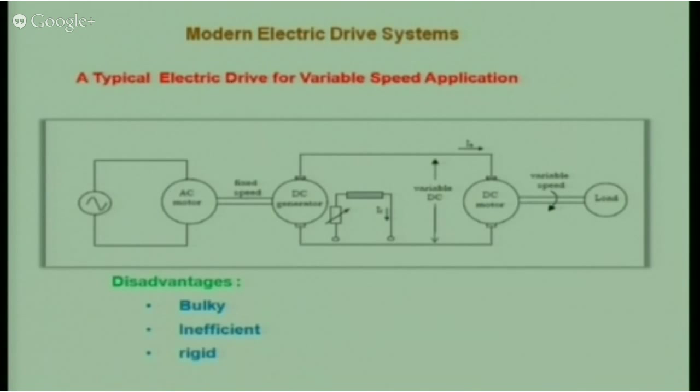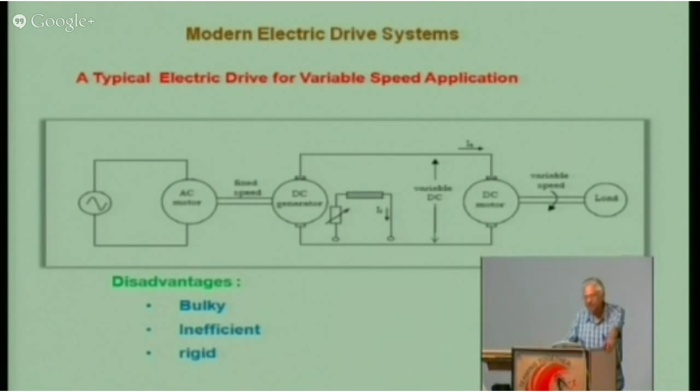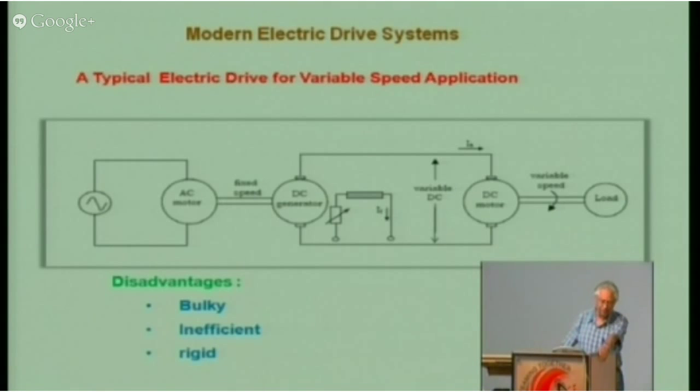So it requires an AC-DC set, okay? And it works as a motor generator set. They call it a motor generator set. So you feed AC to an AC motor and then you couple it with a DC generator. The DC generator generates a DC voltage, but that is varied. So variable DC is obtained across the DC terminals of the motor generator, and that is fed to the DC motor to have a variable DC. And this is further connected to the load to have a variable speed.